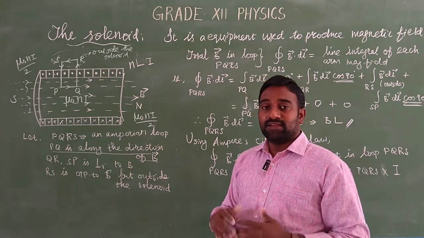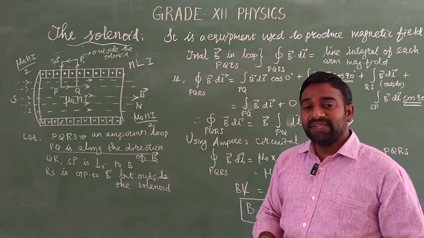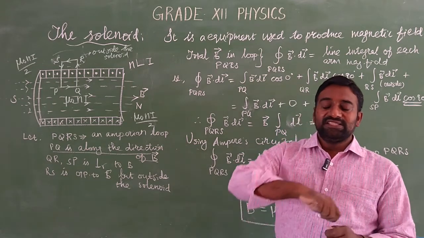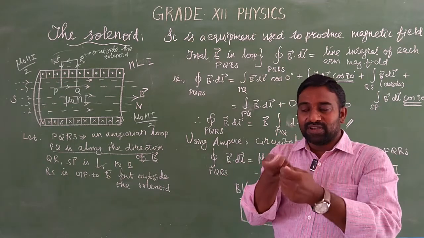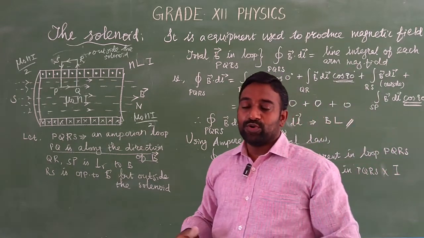Next we are going to discuss the toroid. Like a solenoid, a toroid is also an instrument used to produce a magnetic field, but the shape is different. It is a ring shaped solenoid. If a solenoid is bent into a ring and we pass current, the ring shaped solenoid is called a toroid. About the toroid only we are going to discuss.